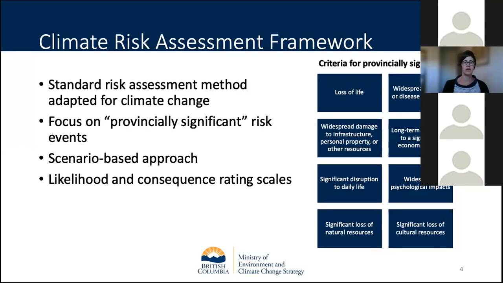So we used a scenarios-based approach. We had 15 risks that we assessed, and for each of those risks, we identified a specific scenario in which to quantify the risks that were present. And we used a risk assessment that was based on likelihood and consequence. So we assessed the likelihood of a particular risk event occurring today, in the 20-year period around 2010, compared to the likelihood of that risk occurring in the 2050s. And we used consequence and likelihood rating scales to assess each of the risks. Next slide, please.